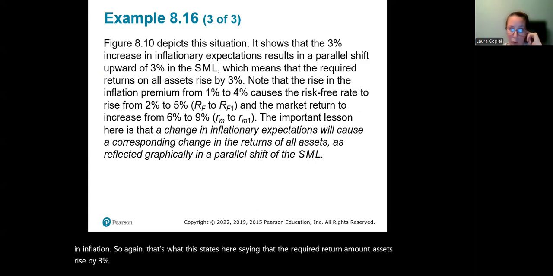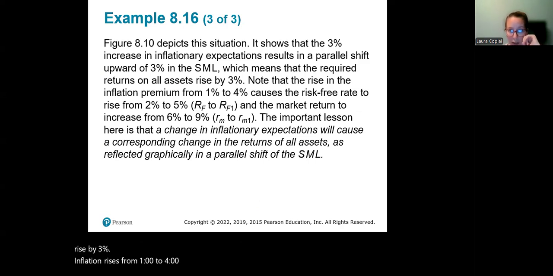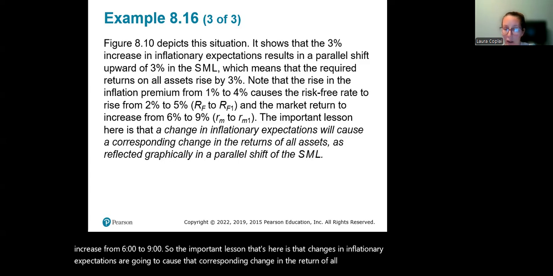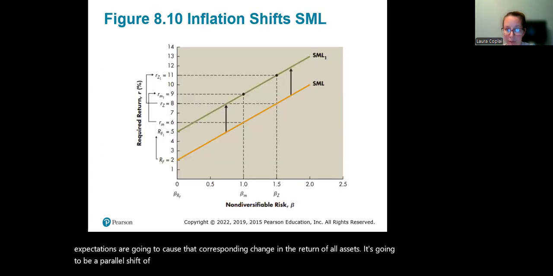Inflation rises from 1 to 4. The risk-free rate then rises from 2 to 5, and the market return increases from 6 to 9. So the important lesson here is that changes in inflationary expectations are going to cause a corresponding change in the return of all assets. It's going to be a parallel shift of the SML.